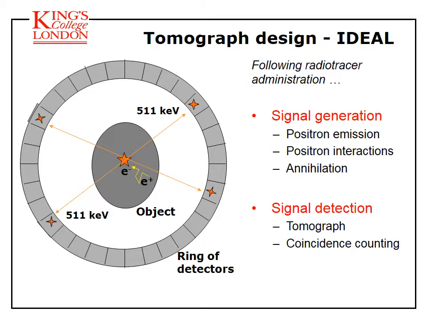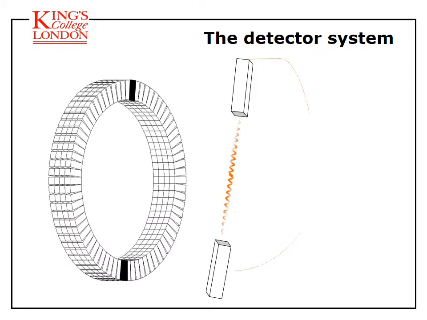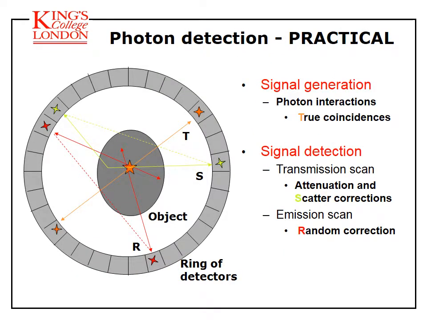But how does the scanner know whether the gammas come from the same annihilation? Well, PET scanners use timing circuits. If two gammas are detected in the same narrow time window, we're talking of less than 10 or 5 nanoseconds, the two gammas will be paired. So that seems to be pretty straightforward. However, this is not reality.